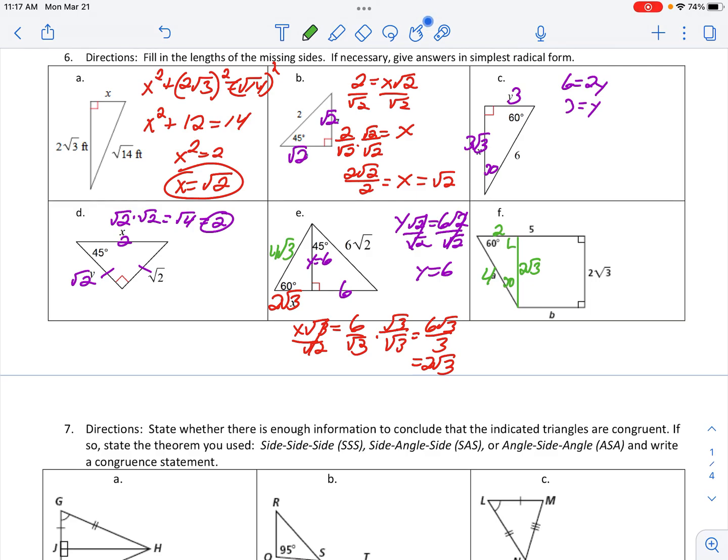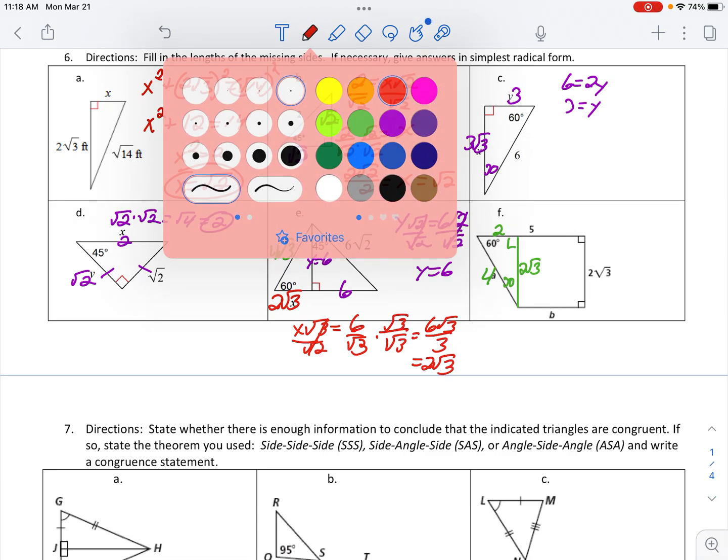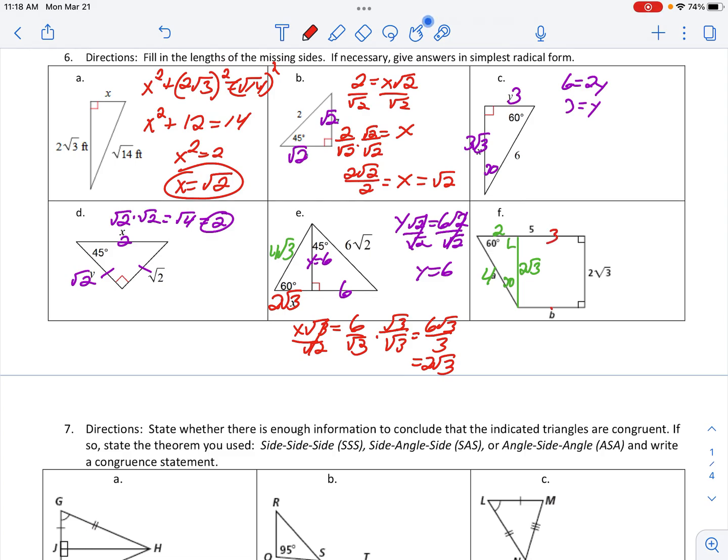Now, that 5 is the entire side of that trapezoid. So 2 plus 5 gives me 3. B is then a length of 3. Okay? And then I'll go ahead and upload this.